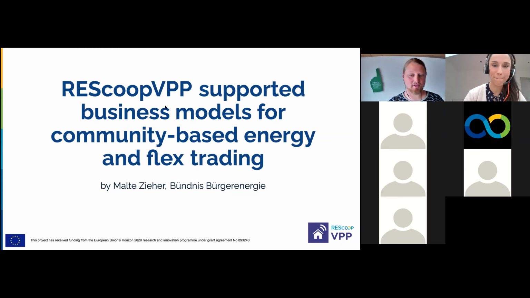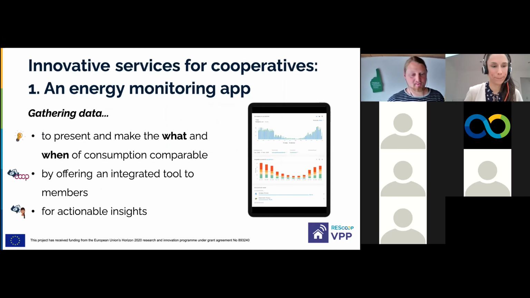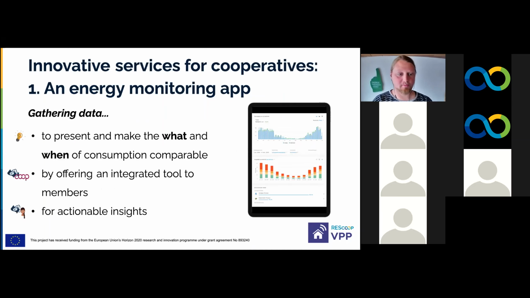Thanks, Sarah. Thanks, Vincent, for the presentation of the project. Now I want to introduce the business model which we want to make possible with the REScoop VPP services. So I start with the first service, which is the basis for all the other services. Part of the project is to further develop an energy monitoring app. There are already existing apps which we are based on. The app has been developed by Energy ID, so from Vincent's company.